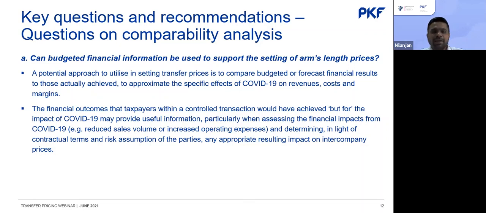In this case, a potential approach for setting up transfer pricing would be to compare budgeted or forecast financial results to those actually achieved. So we know, when we are setting the price, what the price would be if things had gone as per budget or as per plan, and what has happened because of COVID. We need to understand the impact of COVID, and this would give us a fairly good idea when we are setting the transfer pricing.